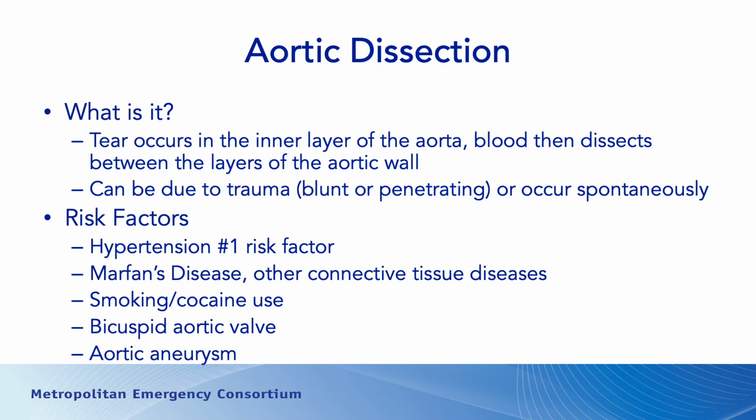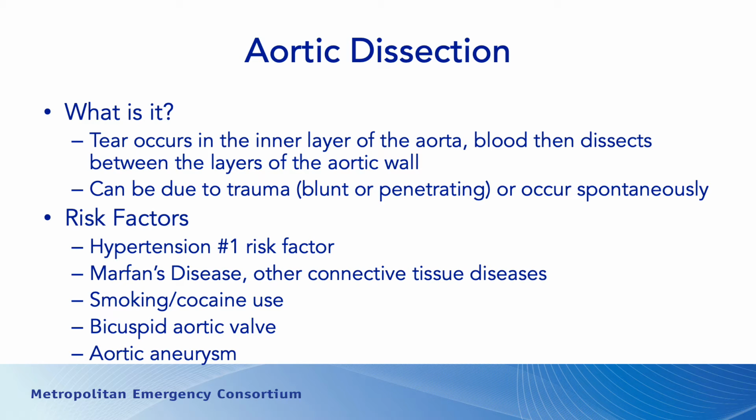The next is going to be an aortic dissection. An aortic dissection is a tear that occurs in the inner layer or between the inner layer and the middle layer of the aorta. There's a tear that develops, and then blood, because of that water hammer effect of the pulses, will dissect between the layers of the aortic wall, causing a defect.